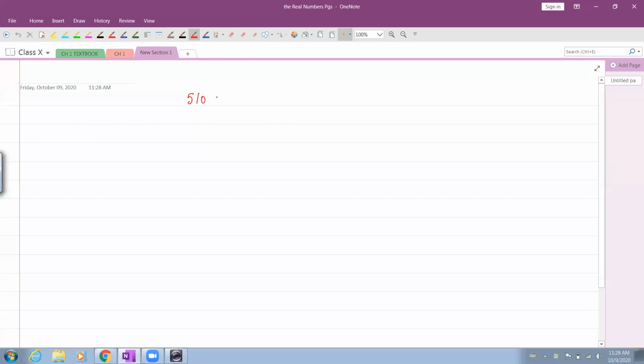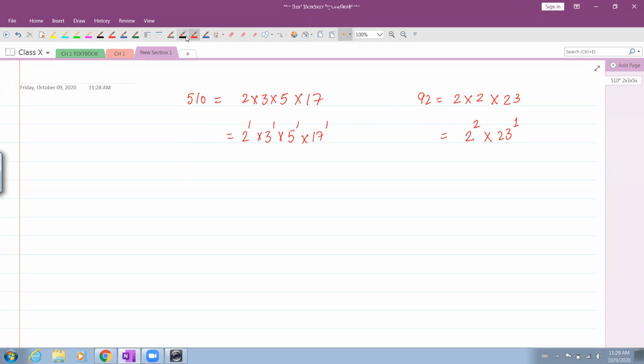So you had 510 equals 2 into 3 into 5 into 17, and 92 was the product of 2 multiplied by 2 multiplied by 23. तो अगर हम इनको लिखते हैं in exponential form, this will simply be each factor appearing once, so इनकी power 1 आ जाएगी, whereas in case of 92, 2 has been written twice, so it will be 2 squared with 23 raised to the power 1. तो अगर हमें ये powers को use करके HCF को लिखना हो, तो हम लेते हैं हमेशा the smallest power of the common factors. So you want to pick the smallest power of common prime factors.